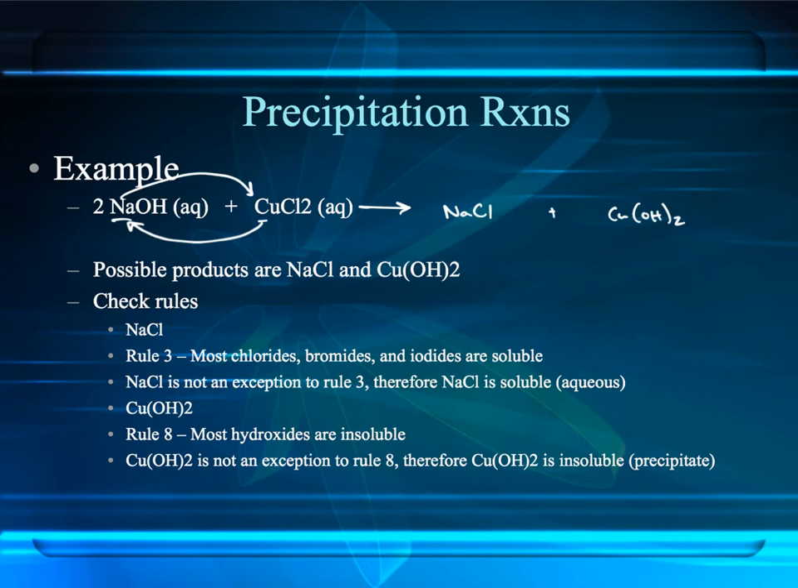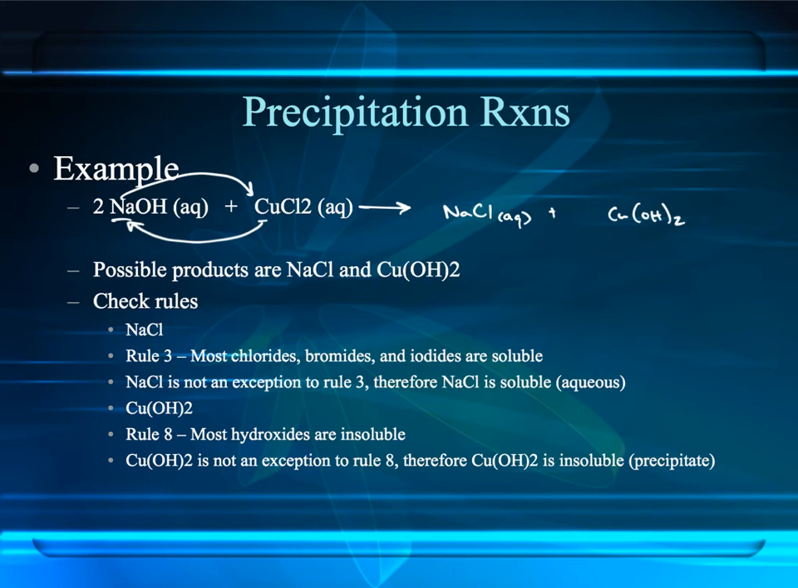The statement says group 1A and ammonium compounds are soluble. Well, if something is soluble, that means it dissolves in water. There are no exceptions to that. So anything with a 1A or an ammonium ion in it is going to be soluble. This one right here has sodium. Sodium is a 1A metal. It is soluble, meaning it dissolves. Soluble means it dissolves in water every time without fail.